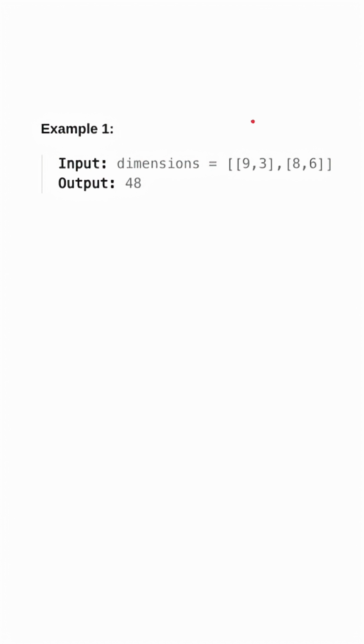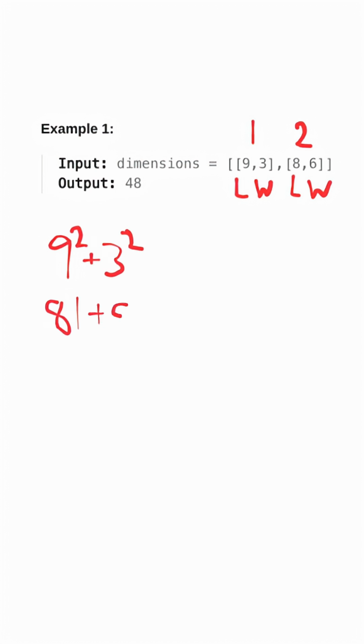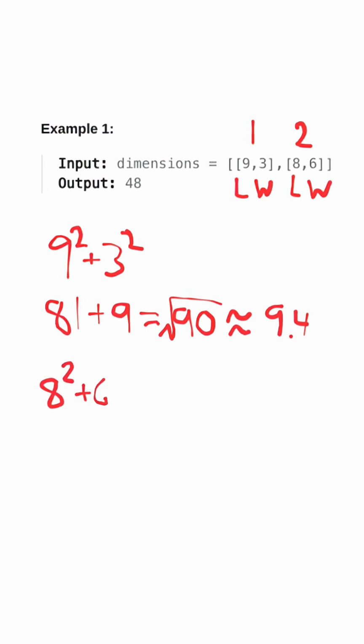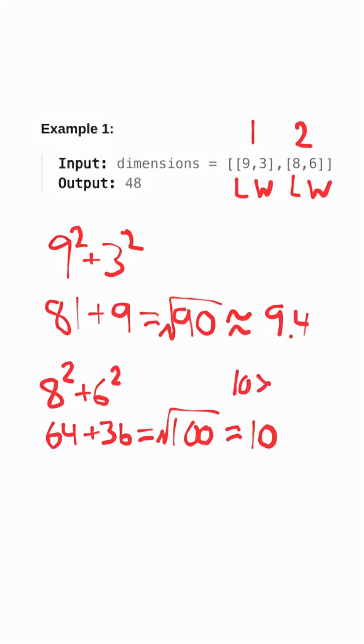So let's take a look at the first example. We're given the length and the width of two rectangles, and to find the diagonal, we're going to use the Pythagorean theorem. So for the first one, 9 squared is 81, and 3 squared is 9. So 81 plus 9 is 90, and the diagonal would be the square root of 90. For the second rectangle, 8 squared plus 6 squared is 100, and the square root of 100 is 10. So the second rectangle has a larger diagonal. So we'll return the area of this rectangle, which is 8 times 6, or 48.